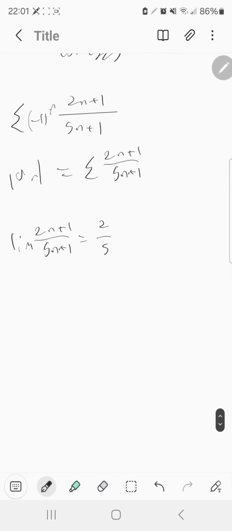The test for absolute divergence is simply the divergence test. So technically, we would do this again: the limit of (2n plus 1) over (5n plus 1) equals 2/5. Since it doesn't equal 0, this diverges absolutely.